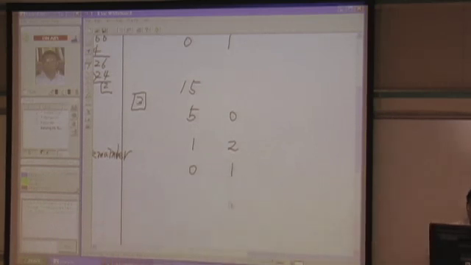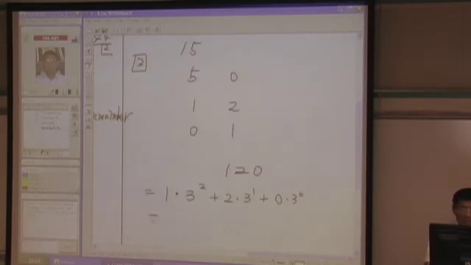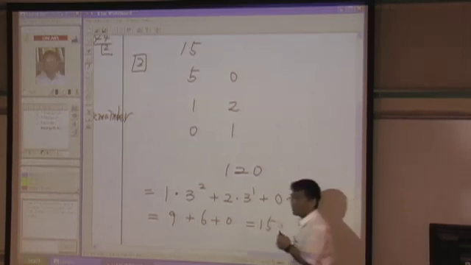So it is 120. Let's confirm using theory. So by theory, this means what? 1 times 3 to the power of what? 2. And then 2 times 3 to the power of what? 1. And then 0 times 3 to the power of 0. Then, as you can see, 9 plus 6 plus 0 equals 15, right? So this method works, right?